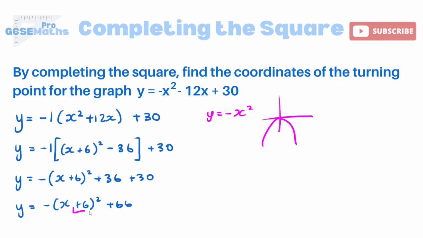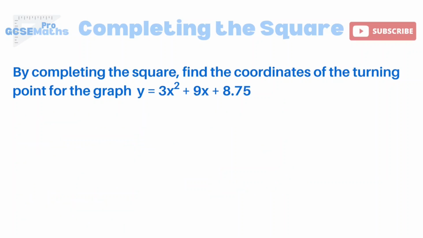So you're still going to take this as x and this one as y. So our coordinates are going to be obviously the 6, but remember to change the symbol, so -6, and the y is going to be the same, positive 66. So we've got -6 as x and 66 as y. Okay, so this is the last one. Give it a go yourselves and then come back to check your answers.